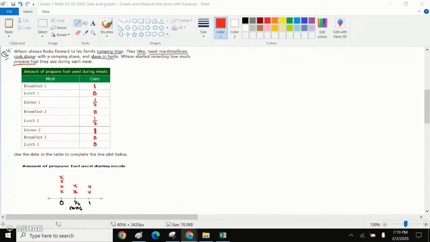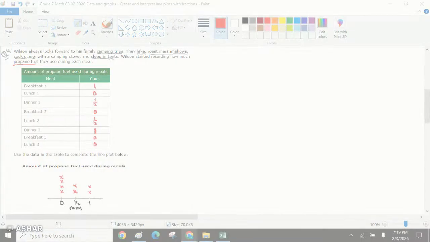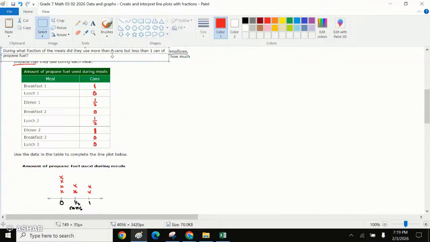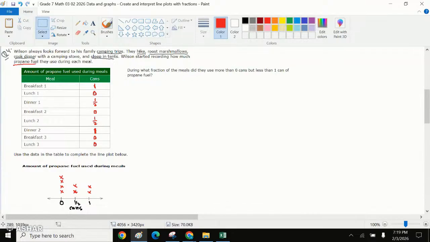They are asking us, during what fraction of meals they used more than 0, I'll just copy it on the screen. Sorry. If this is given to us, let's realign this so that it's readable for us. Of the meals, fractions of the meals, they use more than 0, less than 1 cans of propane fuel.